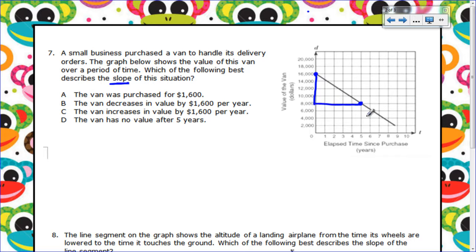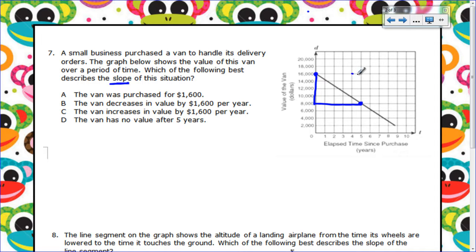Now you have to be very careful here, because if you notice, these little spaces as I go from one block to the next are not increments of 1. They are actually increments of 2,000, because it goes 8,000 to 10,000 to 12,000. So it's actually in increments of 2,000. You're going to have to take that into account when counting your slope.